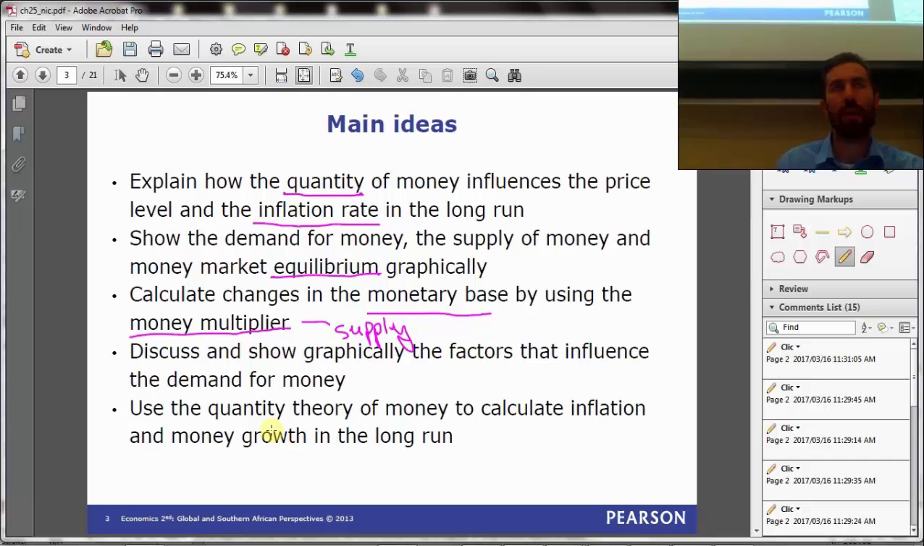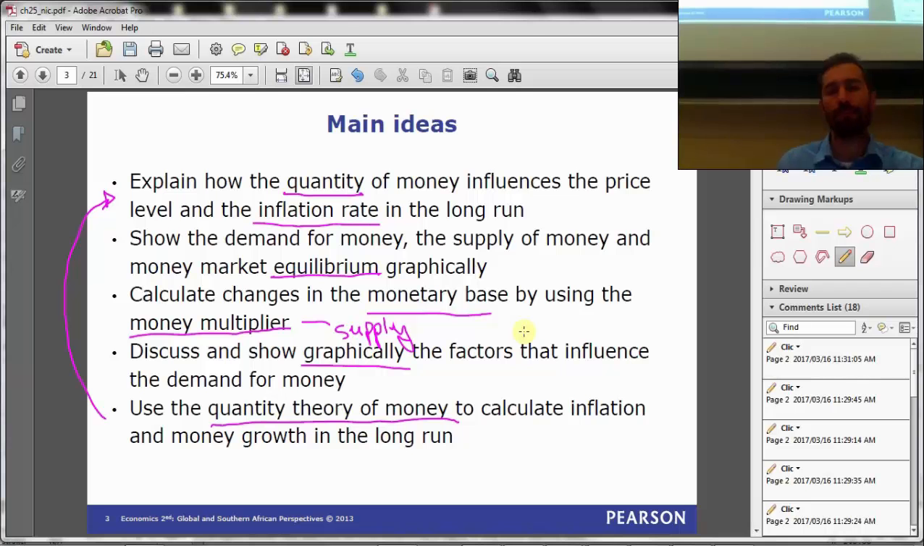Okay, so we had an aggregate expenditure multiplier previously. We've now got something called a money multiplier. All of this we're going to show graphically. Okay, so we're going to show a market for money. And then we're also going to introduce something called the quantity theory of money. The quantity theory of money is essentially a theory about the relationship between quantity of money and price levels.